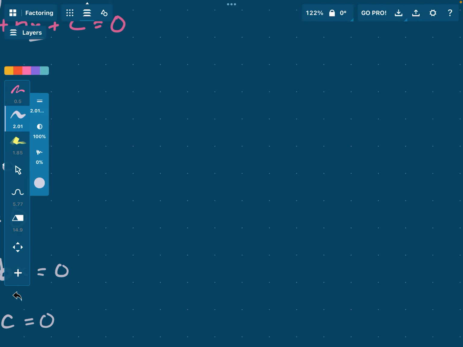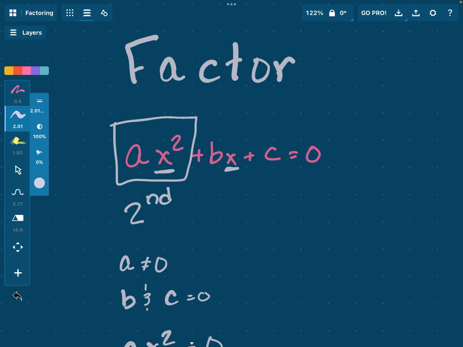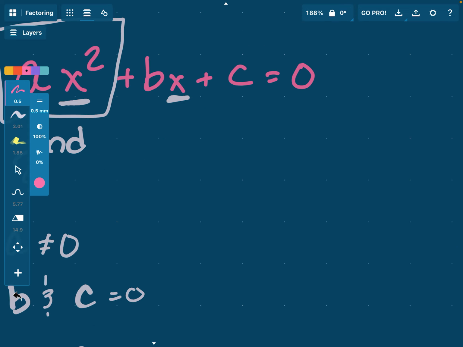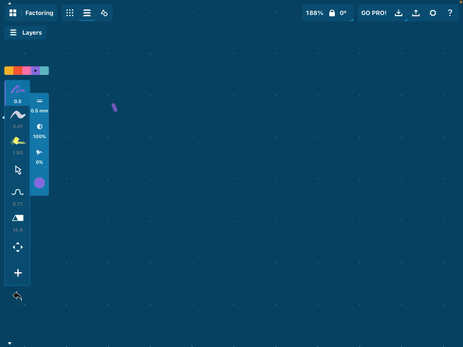Now, let's go ahead and talk about some of the special properties of quadratics. Since we have a second degree problem here, that means we're going to have two different solutions for x. So we're going to have an x1 and an x2.